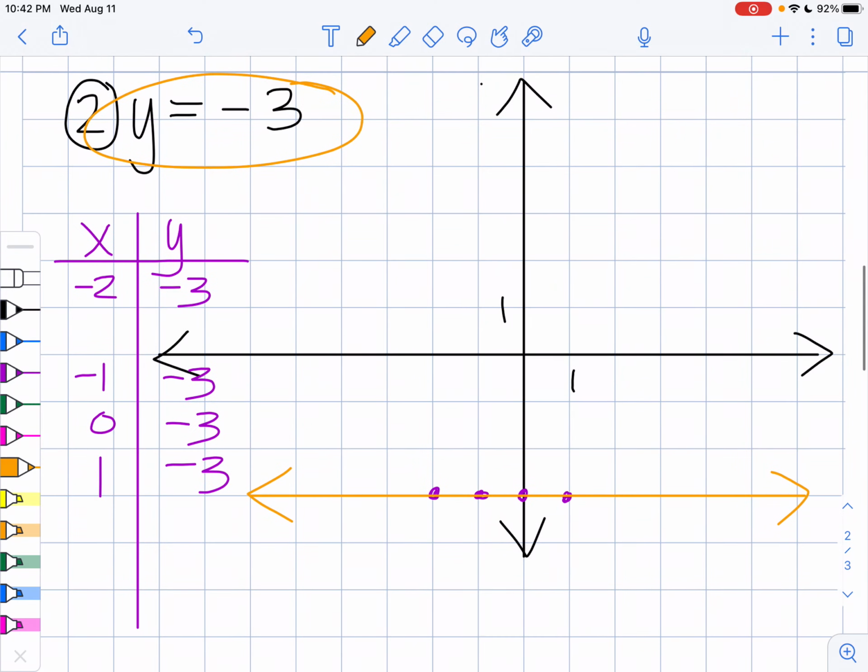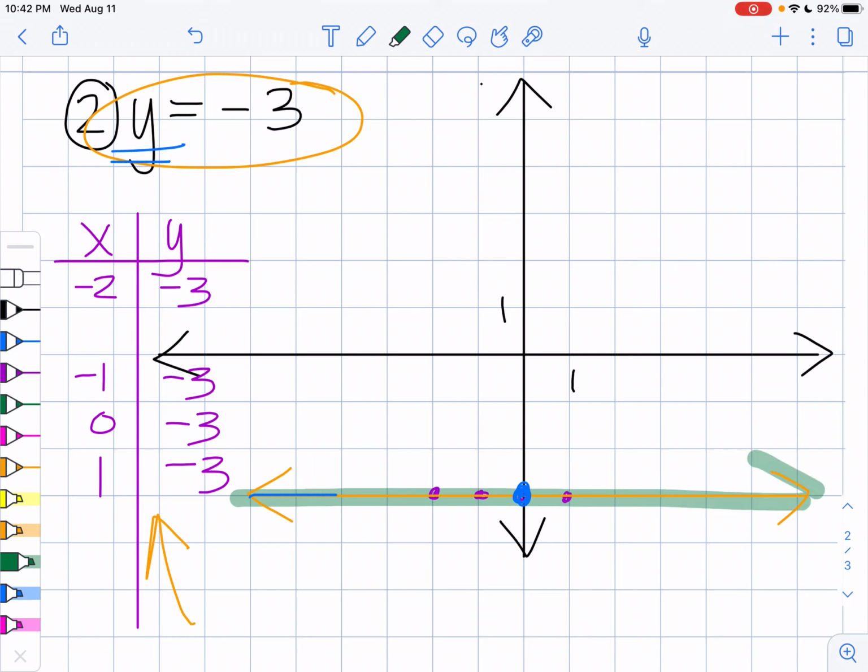And if you don't want to take the time to make the t-chart, when I'm graphing this, I can say, okay, I'm starting at my origin. I'm going to go down to y equals -3. I'm going to plot the point here. I know because it's y equals a number that it's a horizontal line, so I'm going to graph my line like so.